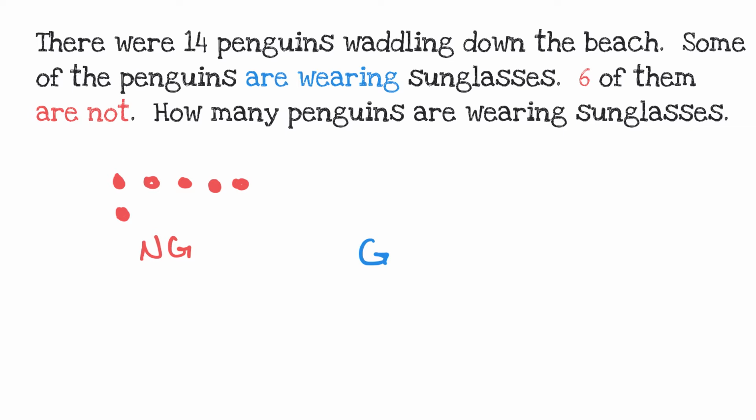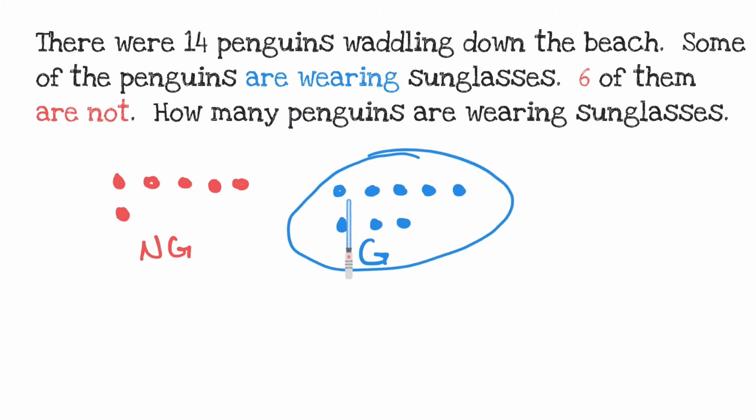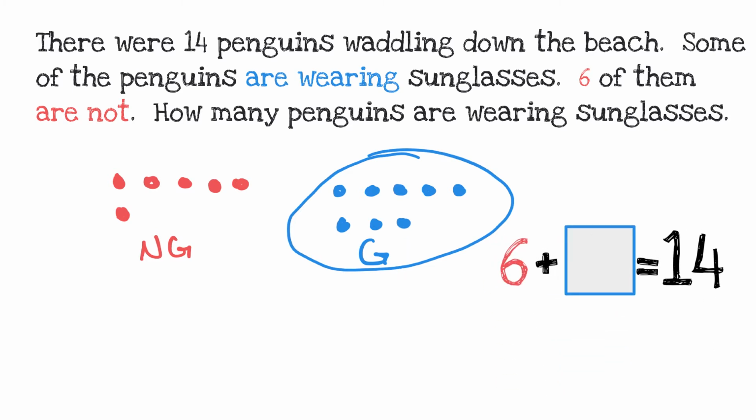So let's do that. Let's count together. We know we have 6 no glasses, so let's keep counting. After 6, we're going up to 14. So we have 6, 7, 8, 9, 10, 11, 12, 13, 14. All right. Now let's see how many we have here in this group. So here's my glasses group, and we've got 5, 6, 7, 8. So it looks like then we have 8 penguins that are wearing glasses. So that's going to be our mystery number then.